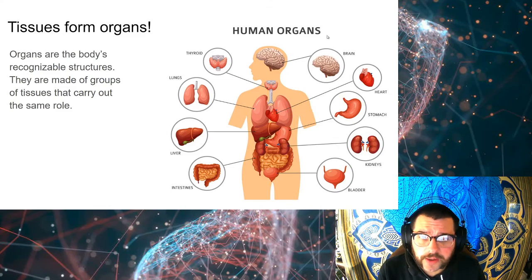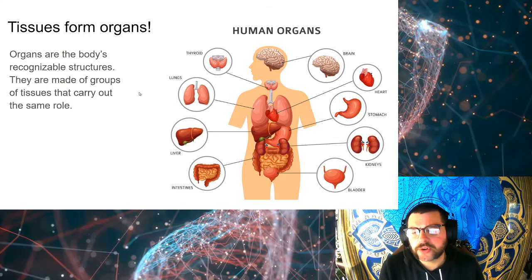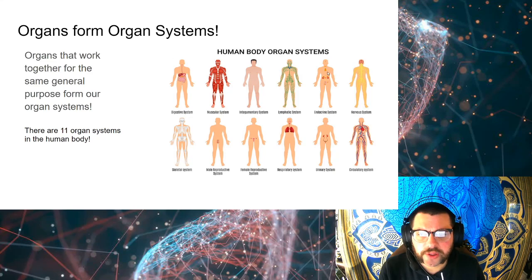If we take all the human organs that are in this picture and we start adding them together, certain ones work with each other. When they work with each other, we get something called an organ system. Okay, and we have 11 organ systems in the human body.